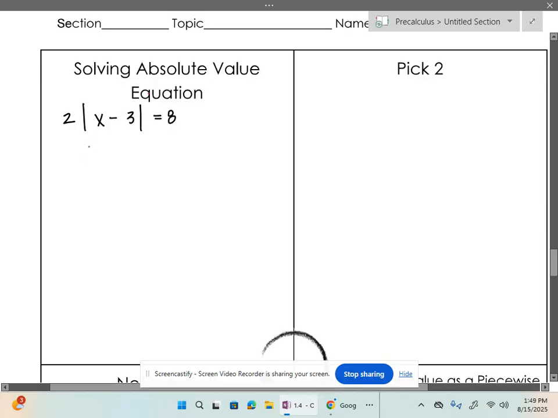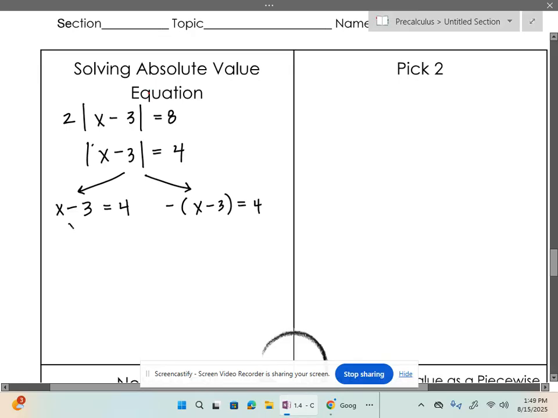And so in order to do that, we're going to divide both sides by 2, and we'll be left with |x minus 3| divided by 4, because 8 divided by 2 is 4. At this step, we're going to go ahead and split this into 2 different pieces. One where the inside of the absolute value bars is positive, and one where the inside of the absolute value bars is negative.